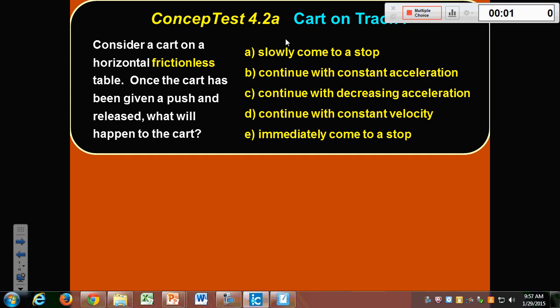Okay. Consider a card on a frictionless table. Once the card has been given a push and released, what will happen to the card? I push a card, it's on a frictionless table, what happens to it?